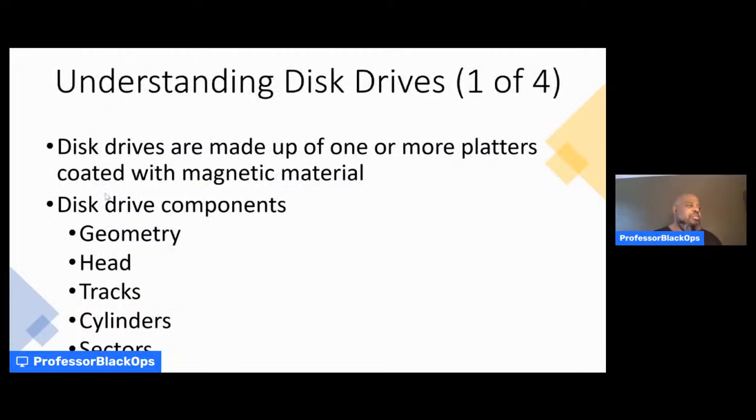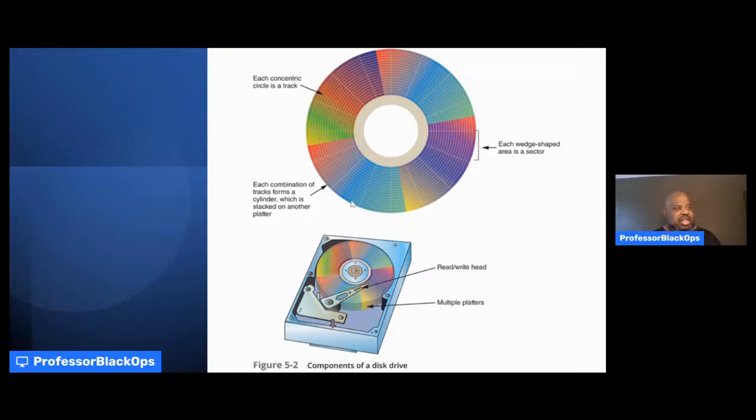Disk drives are made up of one or more platters coated with magnetic material. Disk drive components are geometry, heads, tracks, cylinders, and sectors. There's a little illustration coming up. Once again, we just kind of take that for granted and it runs. You've got multiple heads right there. It just kind of happens magically. A lot of people think it's magic. It's really not magic, but that's really what it looks like. Now, you have to remember there are football fields of SATA drives and hard drives when you go up in the cloud, so that's a whole different ball game. But that's what it looks like.